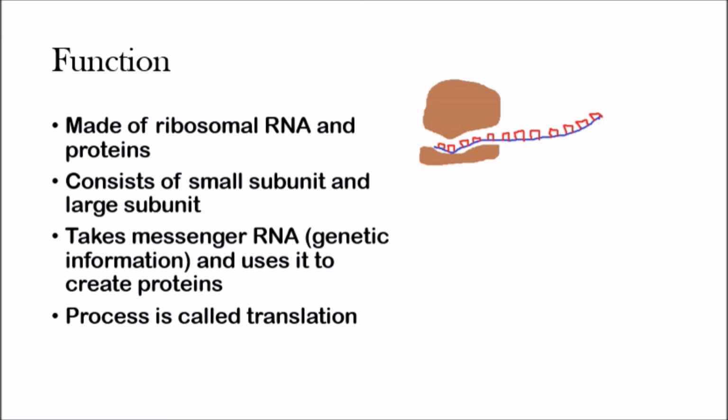What are ribosomes made out of? Ribosomes are made out of two biomolecules: ribosomal RNA and proteins. Just like a table is made out of wood, in the same sense, ribosomes are made up of ribosomal RNA and proteins. Now, in terms of the two subunits, the big parts of a ribosome, you have a small subunit and a large subunit.